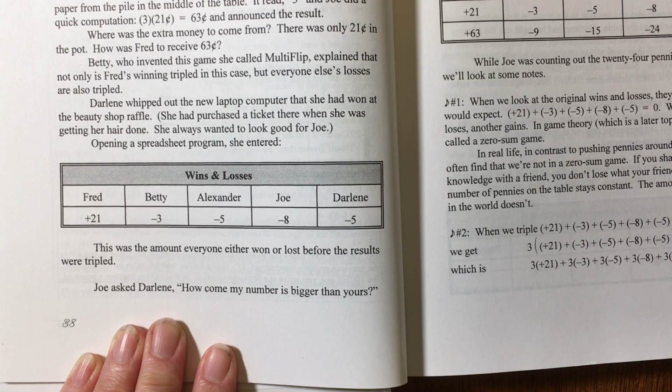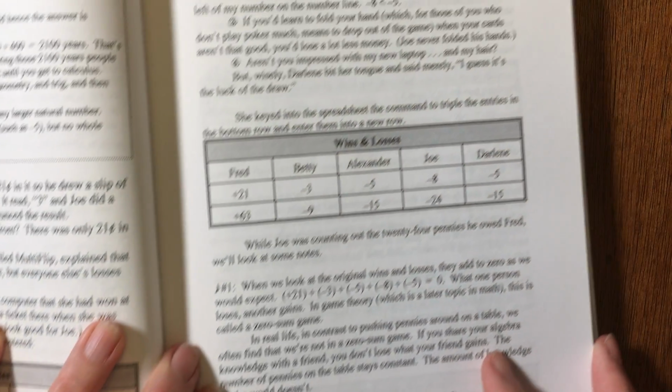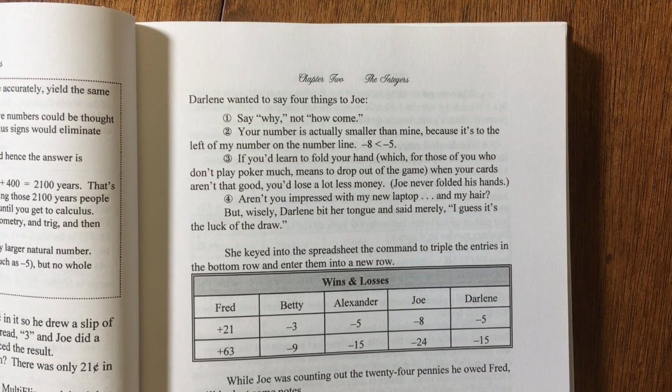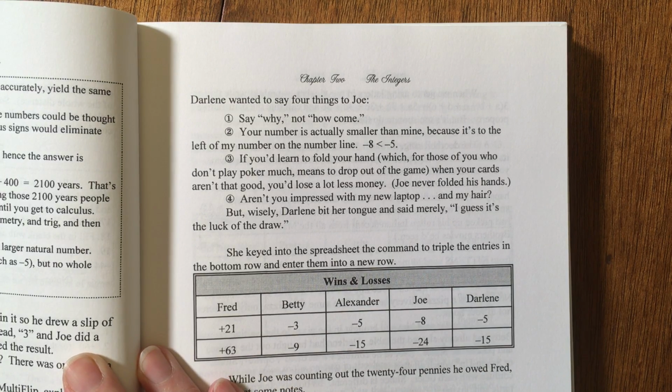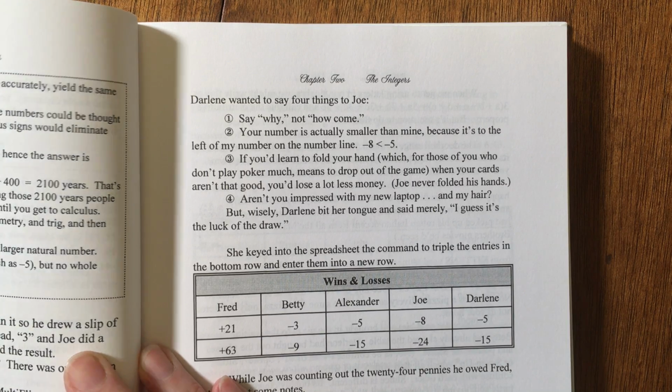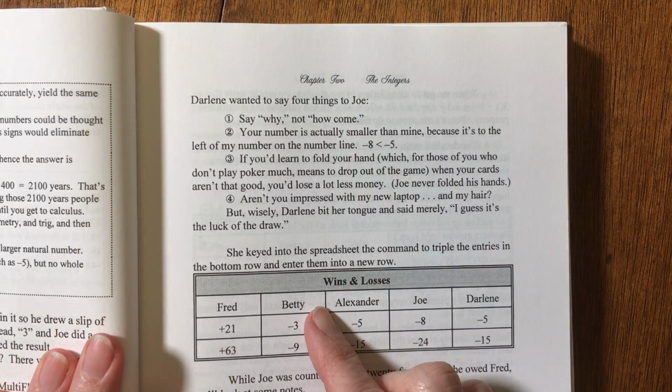Joe asked Darlene, "How come my number is bigger than your numbers?" Darlene wanted to say 4 things to Joe. Number 1, say why, not how come. Number 2, your number is actually smaller than mine because it's to the left of my number on the number line. -8 is less than -5.